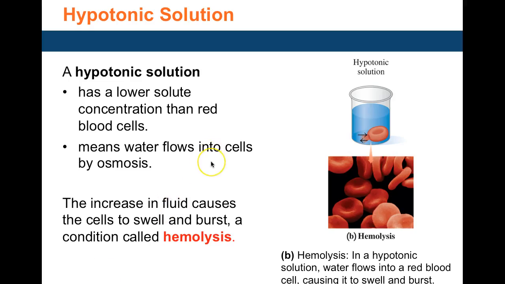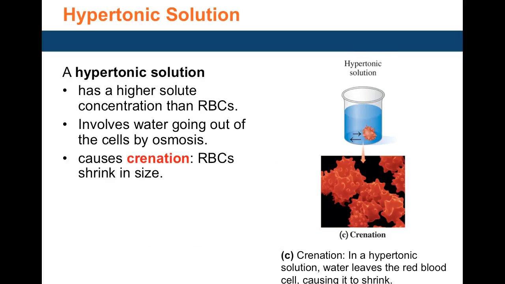So in a hypotonic solution, the water is flowing into the cell, causing it to swell up and burst, hemolysis. In a hypertonic solution, water is flowing out of the cell, causing it to shrink, and that's called crenation. All right, let's stop here.